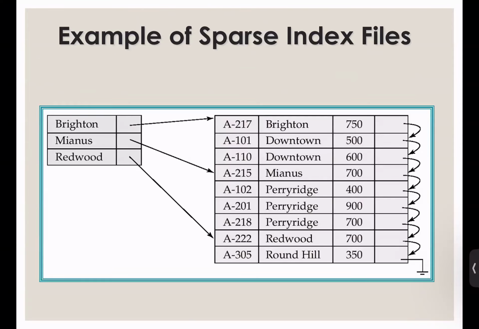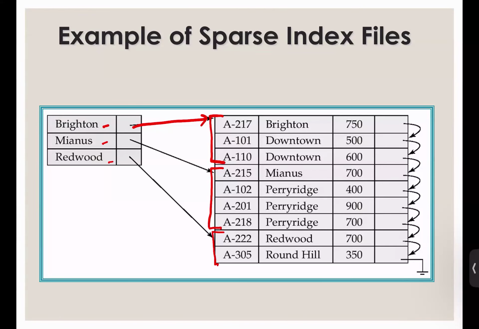Here's an example of sparse index. Instead of having all the unique search key values to build an index, you just select some. So here, just pick Brighton, Minus, and Redwood. Brighton itself could point to this block of data, Minus would be here, and Redwood would be there.